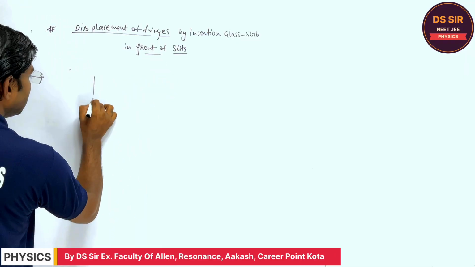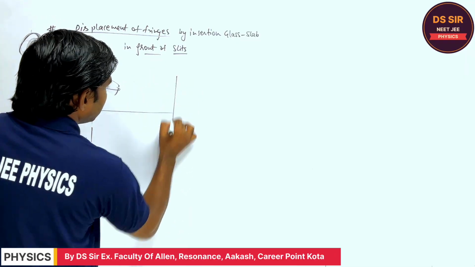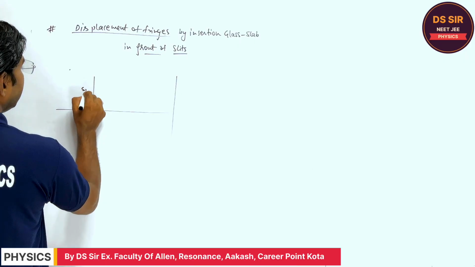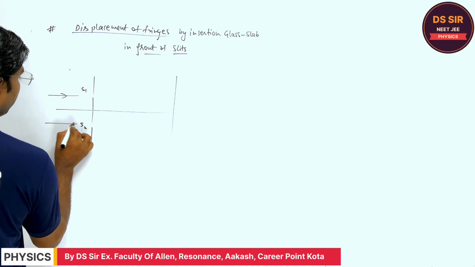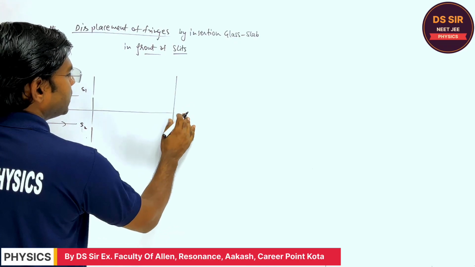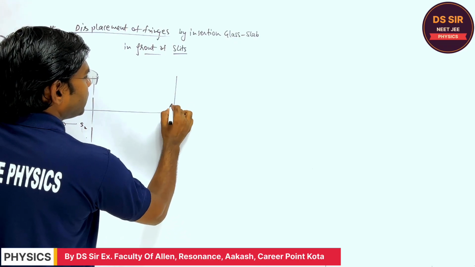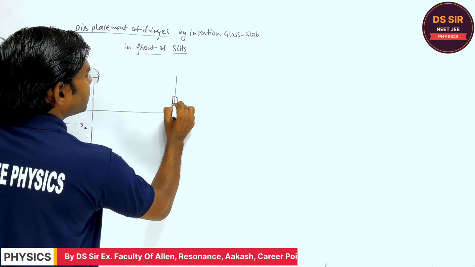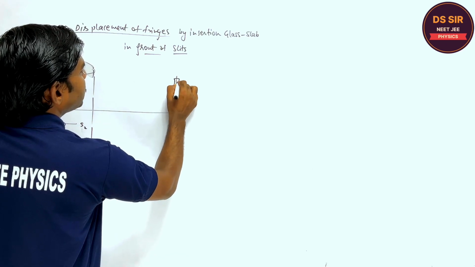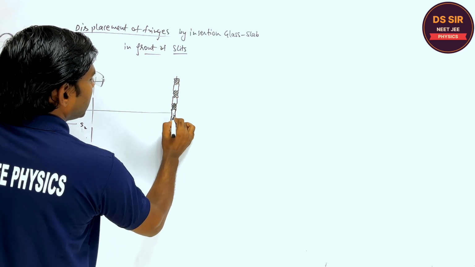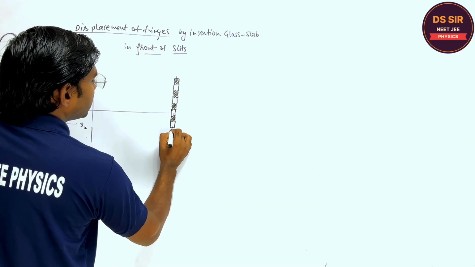For example, suppose we have the YDSE, this is S1, this is S2, and the light is coming from the left. So you will see the dark fringe, bright fringe, bright fringe, dark fringe, bright fringe, dark fringe, like that. Understood, Sanjay?